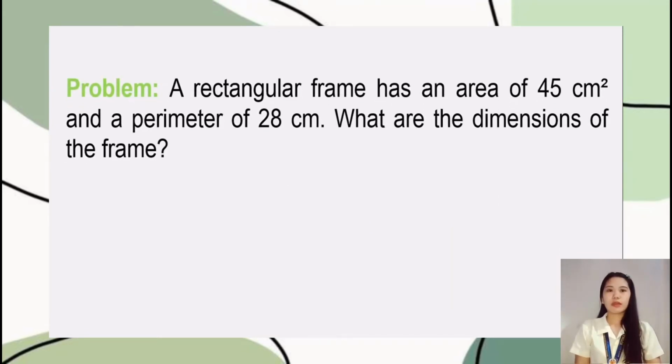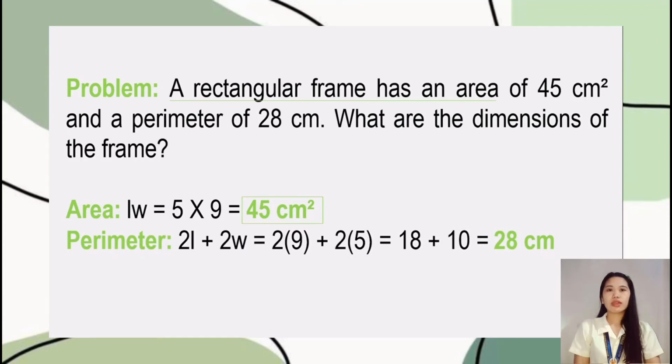A rectangular frame has an area. So how do we get an area? By multiplying the length and the width. So 5 times 9 is equal to 45 square centimeters. And for the perimeter, we will be adding twice its width and twice its length. So our width is 5, so we will multiply it twice. 5 times 2 is equal to 10. Then the length is 9, so 9 times 2 is 18. So 10 plus 18 is 28 centimeters. So our solution is true in the given problem.